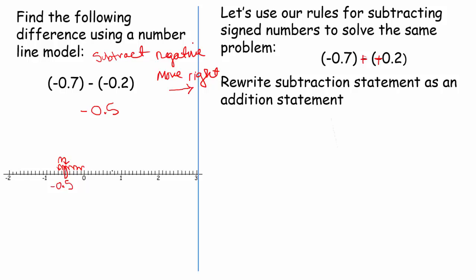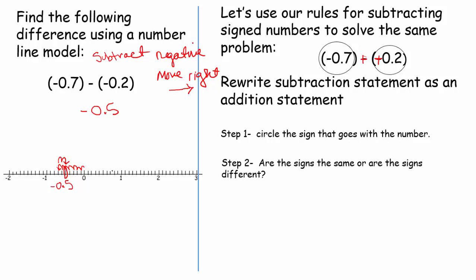At that point, we fall back on our rules for addition. Circle the sign that goes with the number. That first number has a negative in front. That second number has a positive in front. Are those signs the same or are those signs different? Those signs are different. That one has a negative, that one has a positive. Those signs are different, which means we will find the difference.